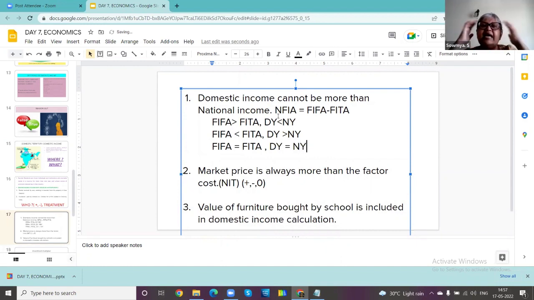That's why I'm saying we have to ask them to be reminded of the concept. First go and think: what is domestic income, what is national income, what is the difference between the two. If you think about that, it will come immediately. Domestic income, national income, difference is NFIA. You have to remind them of NFIA, net factor income. Then they will know, okay, FIFA minus FITA. Sorry, ma'am.